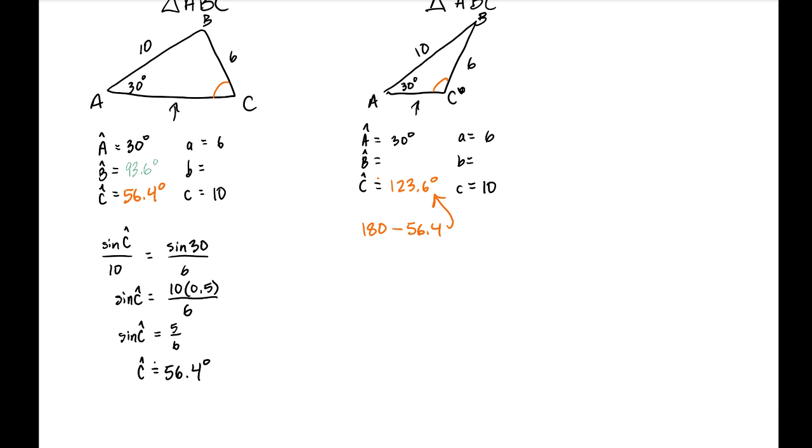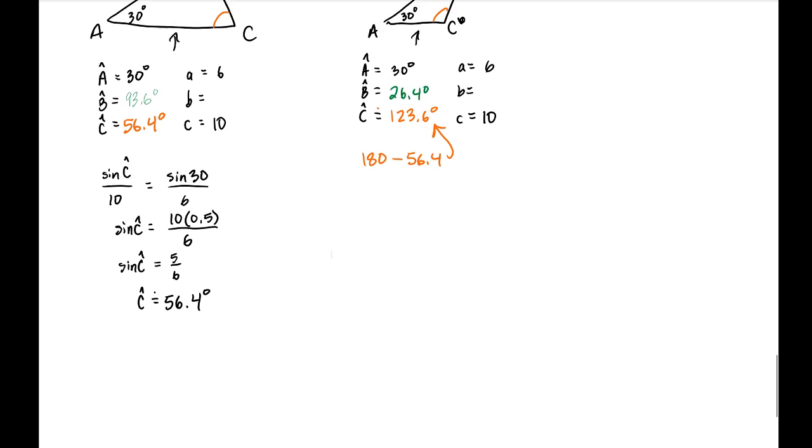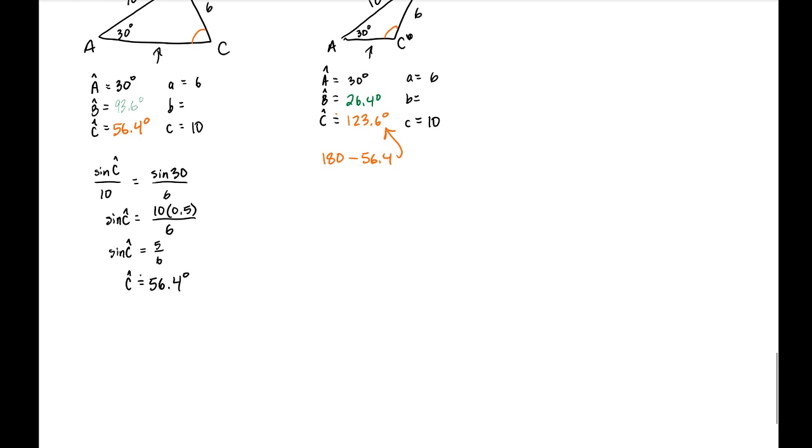And then in the other triangle, I do 180 minus 30 minus 123.6. And I get that that angle is actually 26.4 in this one. So this angle up here is 26.4. In this one, it is 93.6. So you can see how this builds out two different triangles. And then once I have this information, I can solve for the side length of B using sine law.